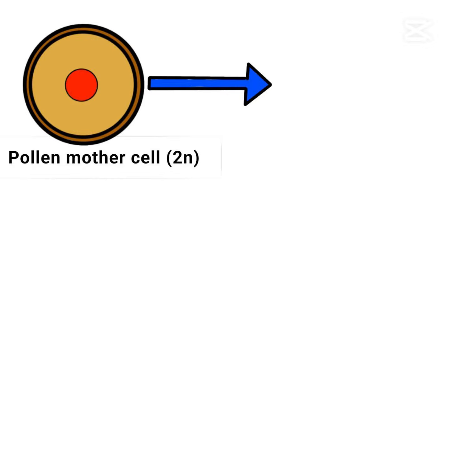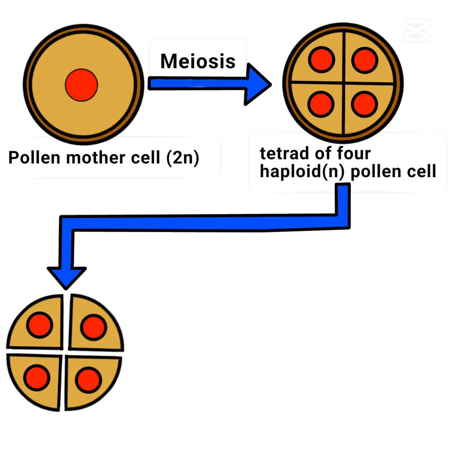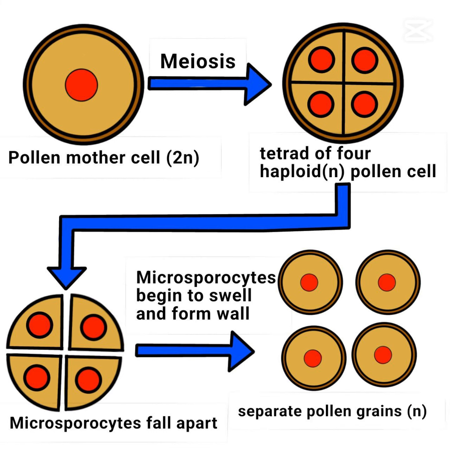Pollen grain development. Pollen development occurs within the pollen sacs of the anther. Each sac contains diploid parent cells, microsporocytes, that undergo meiosis to form a tetrad of 4 haploid microspores, which then fall apart, swell, and form 4 separate pollen grains.